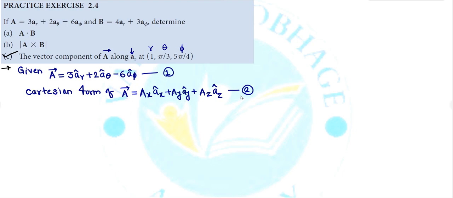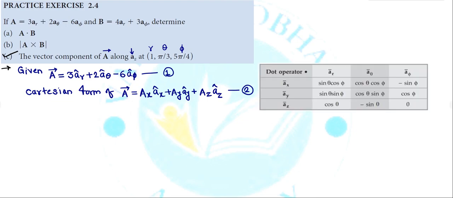Now here in this case, we are going to make use of that conversion table. So I am going to put that conversion table here for your reference. This is the conversion table that we are going to use. But for now, very firstly, we are going to make it simple by just taking the dot product between your given vector A and this az. You will see exactly what that is.